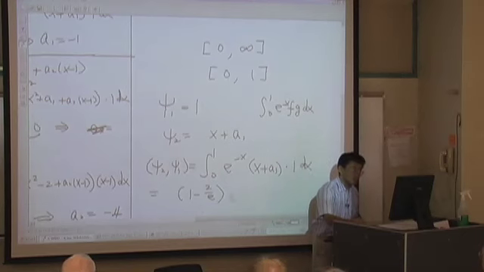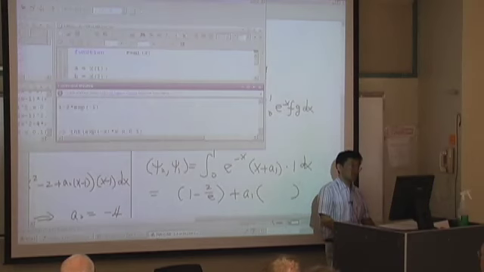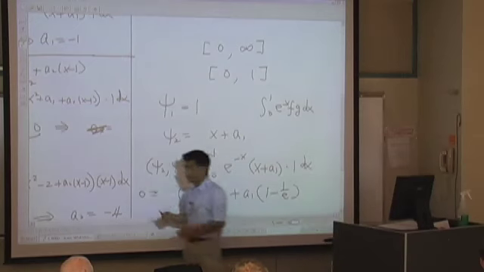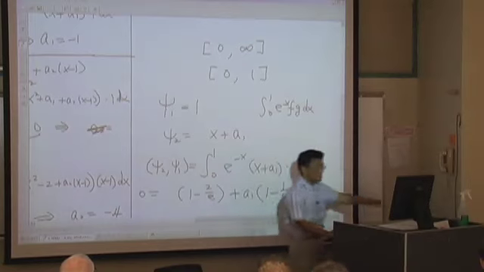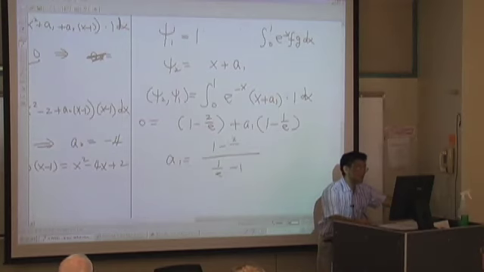The second part is a1 multiplied by the integral of this thing. If you integrate this thing without x, then it is 1 minus 1 over e. And then this whole thing should be equal to 0 because of orthogonality. Because of this, a1 is what? a1 equals 1 minus 1 minus, I will just keep it this way with minus.